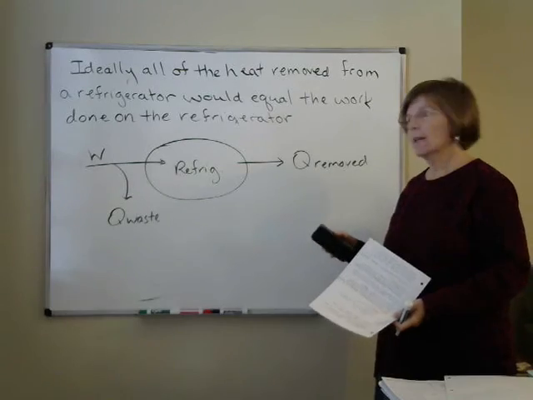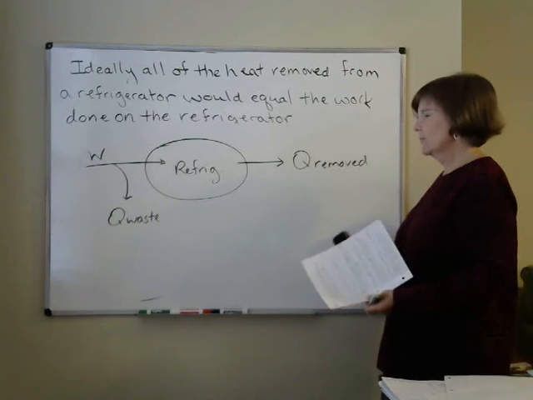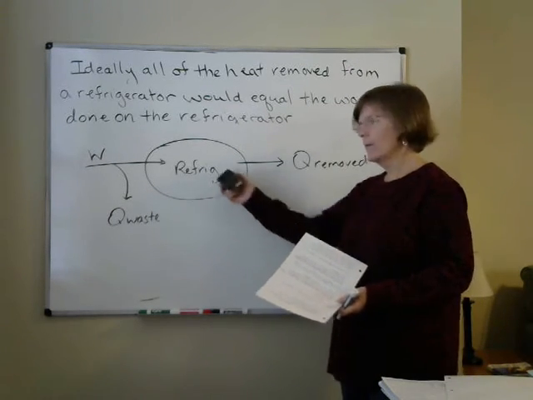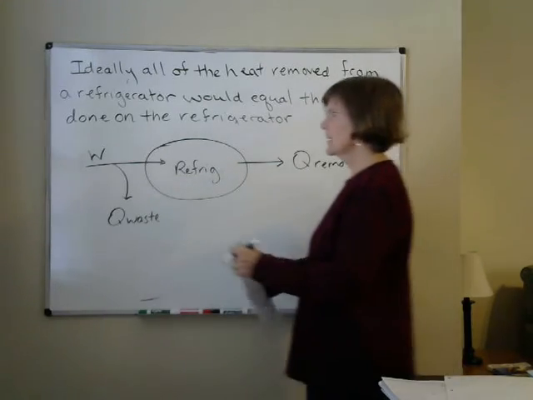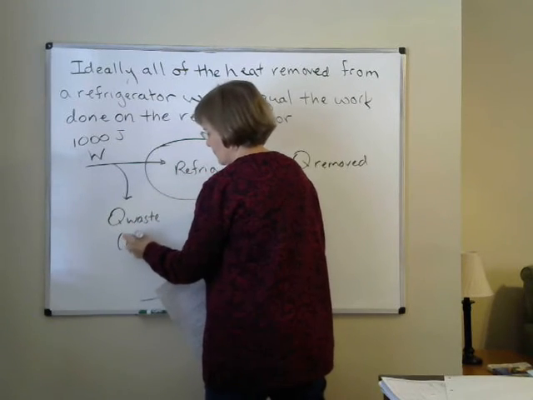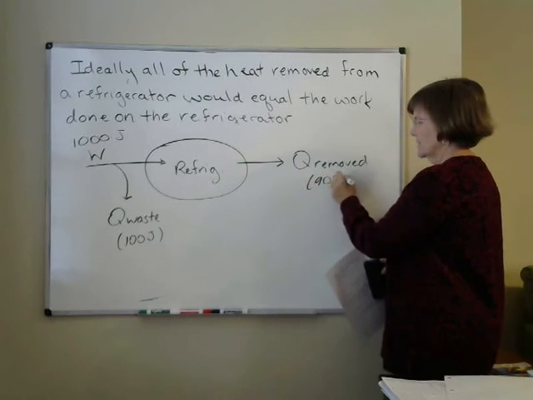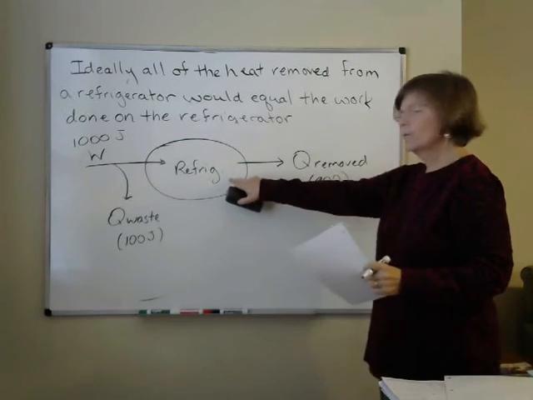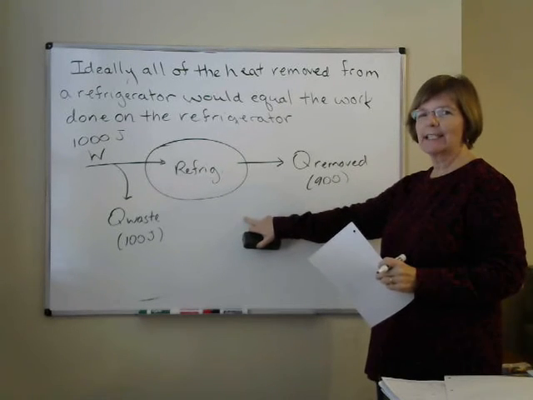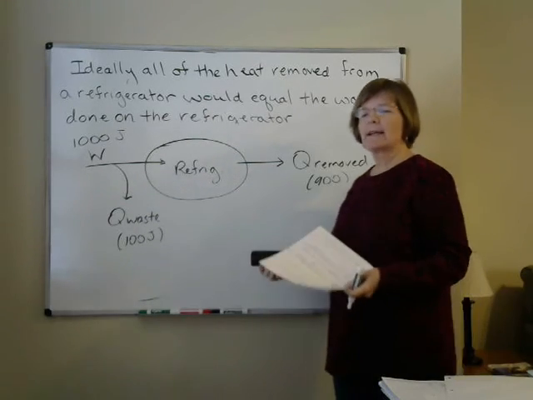But you won't break even. You're going to have to do more work than the amount of heat that you get. And what you find is the amount of heat gained by the environment is more than the amount of heat removed by the refrigerator. Think about it with numbers. We do 1,000 joules of work. That generates 100 joules of waste heat. And it takes out 900 joules. So yes, the refrigerator is cooler. It lost 900 joules of heat. But the kitchen got hotter by 1,000 joules of heat.